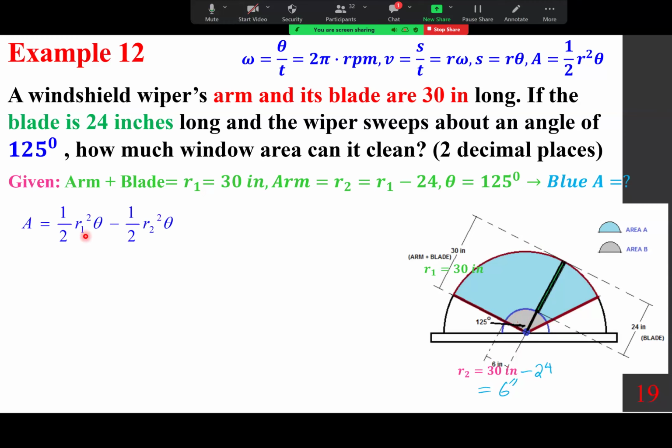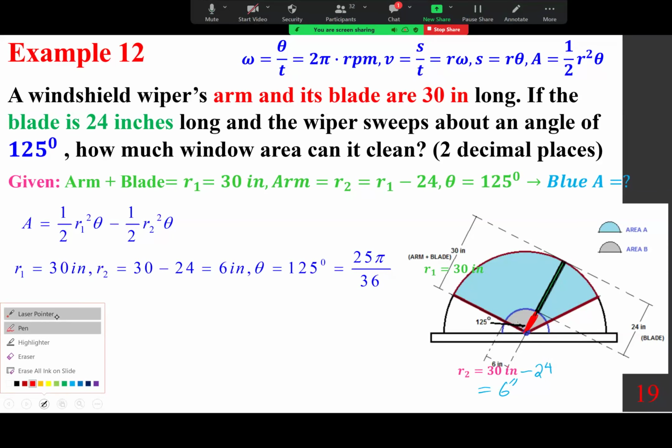So it's half of R1 squared theta minus half of R2 squared theta, where R1 is 30 inches long, the sum of the arm and the blade, and R2 is just this much, okay? I hope it's clear to everybody. So we get 6 inches. It's even given here, it's 6 inches. Theta is 125 degrees. And I'm assuming nobody has any problem changing it to radians.